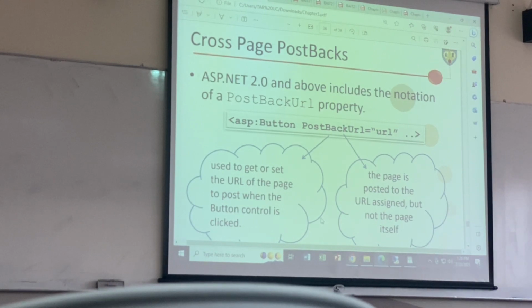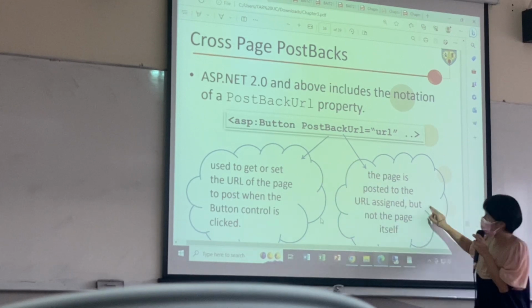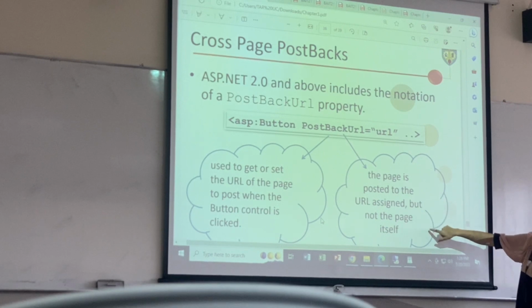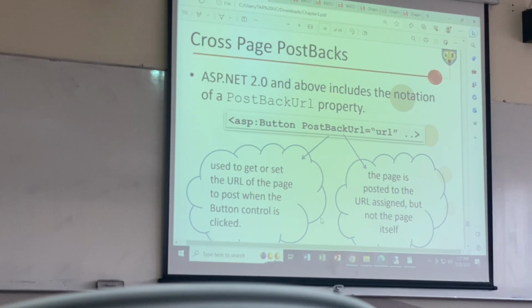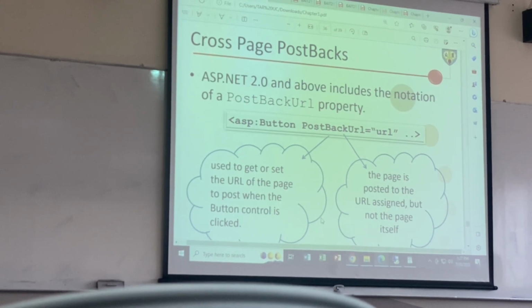It is used to get or set the URL of the page to post to when the button control is clicked. The page is posted to the URL assigned, another page, but not the page itself. So this is what we call cross-page postback. We use the property PostBackUrl. Properties are what we use in Visual Studio. Whatever objects we can find inside the web form, we are able to set the properties under the properties box. One of the properties is PostBackUrl.